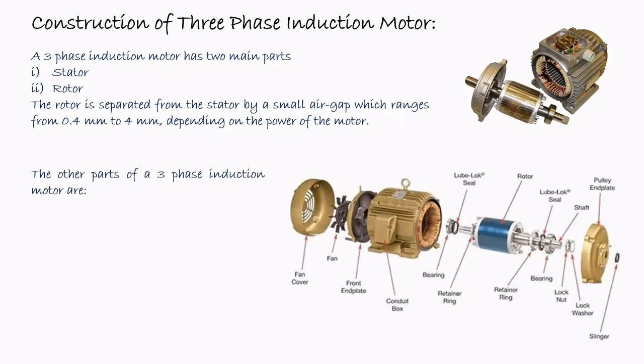The other parts of the three-phase induction motors are shown here. These are the shaft, that is for transmitting the torque to the load. It is made up of steel. Now in this figure here, the parts of the induction motors are shown, and this is the shaft of the induction motor.